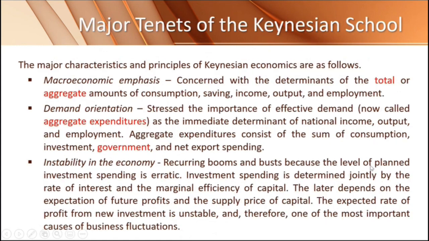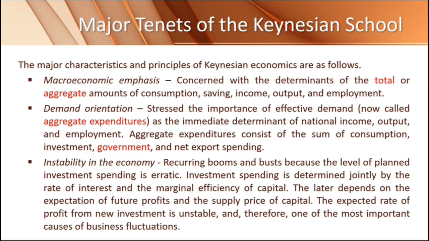Okay? Now, the major tenets of the Keynesian school, the major principles of the Keynesian school. Right? So one by one, macroeconomic emphasis, concerned with the determinants of the total aggregate amount of consumption, saving, income, output, and employment. As compared to microeconomics, which may focus on marginal aspects: marginal gain, marginal product, marginal labor, marginal cost. Right?